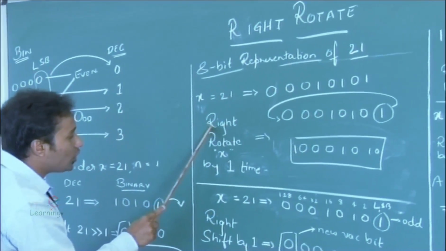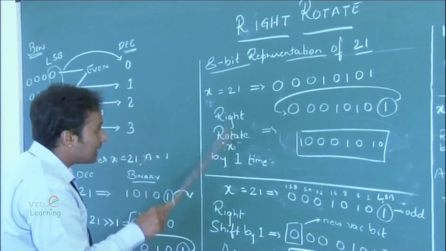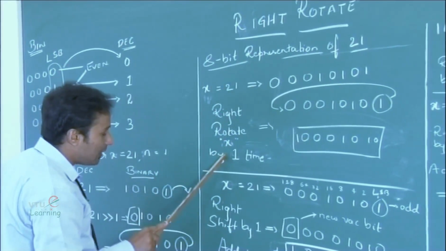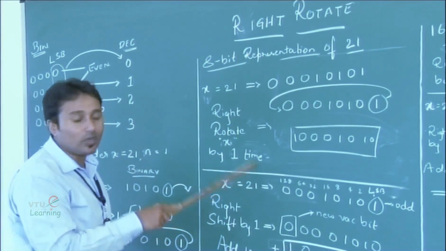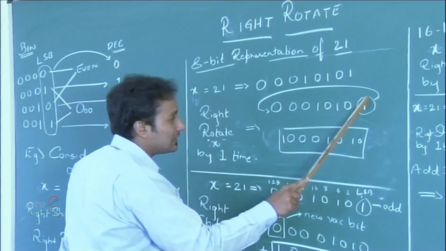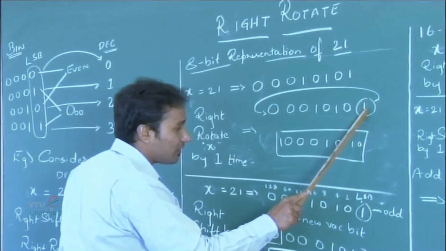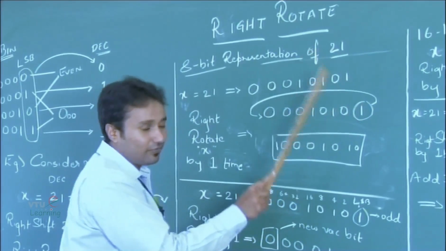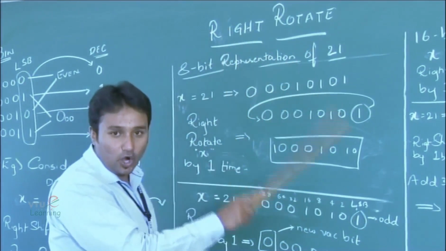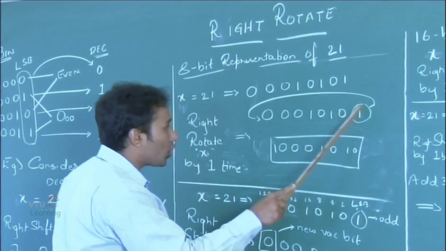Now, if I want to rotate the same number 21 by 1 time, what happens here? See, this is our LSB. If the value of the LSB is 1, then definitely the given number is odd. I need to rotate.